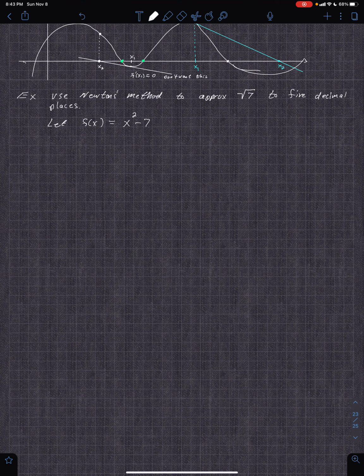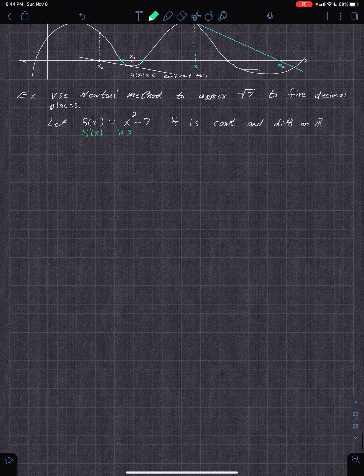We know that f is continuous and differentiable on the reals. We can do its derivative pretty quickly here. We can get f prime of x is just 2x, because we're going to need that in the formula.